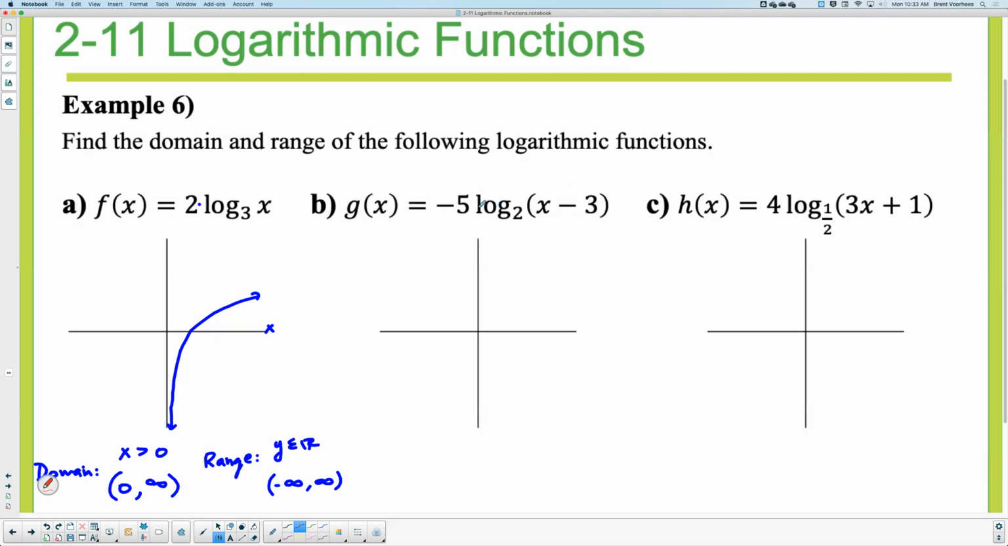This time the log itself is negative. The base is 2. So is 2 a growing number or decaying number by itself? Growing, but we have a vertical dilation, which means it's now going to be reflected. So is this growth or decay? Decay. And we get shifted which way? Right 3. So 1, 2, 3. I want to put my asymptote there.